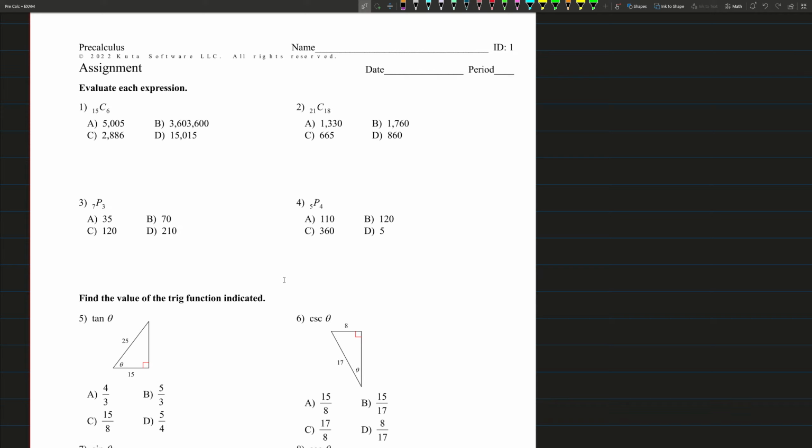The one thing that will be on the test that wasn't on the practice test is the binomial expansion. I'll go over that, but just so we know, that will be a thing that'll show up on the test.